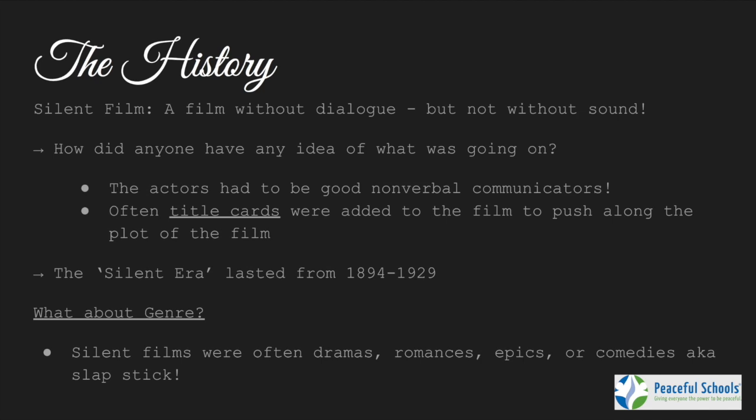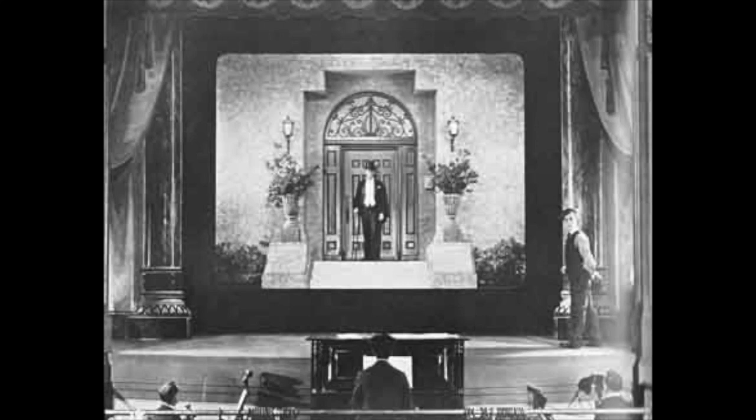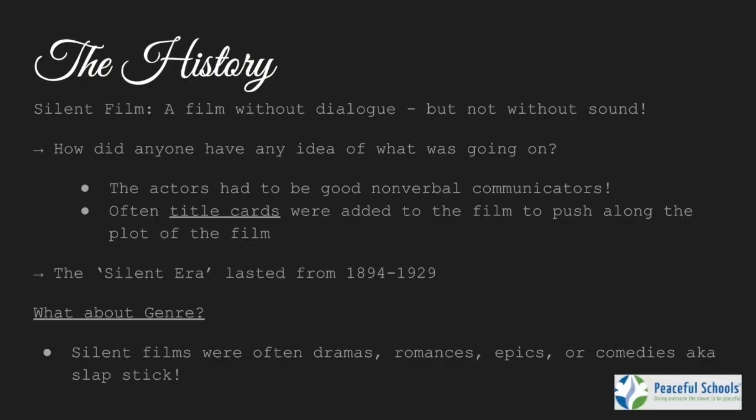What does this mean? Well, during the era of silent films, people would go to the theater, and these films were accompanied by live music. There was typically a piano player or an organ player, and in some bigger cities, an entire orchestra would play. Music was considered an essential part of the viewing experience.